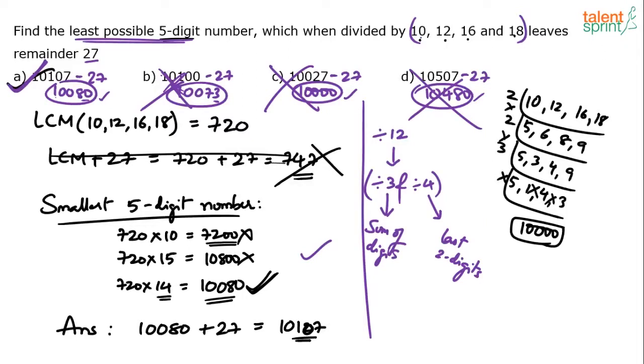So this is a smart method. The smart method is to go by divisibility rules for 10, 12, 16 and 18. However, consider the fact that here there is a remainder of 27 which has to be subtracted from all the options first. Okay. So option A, 10,080, is the final answer.